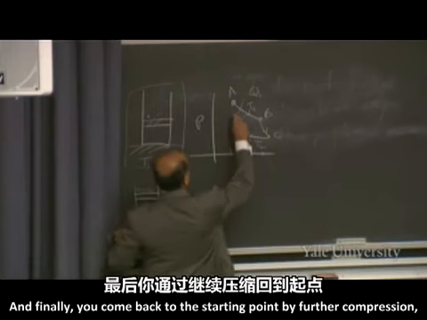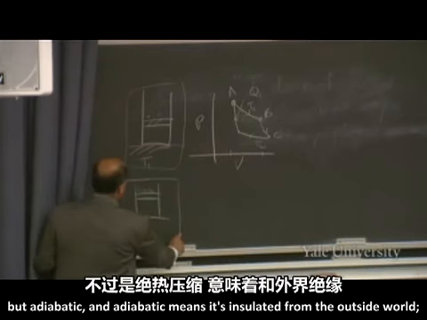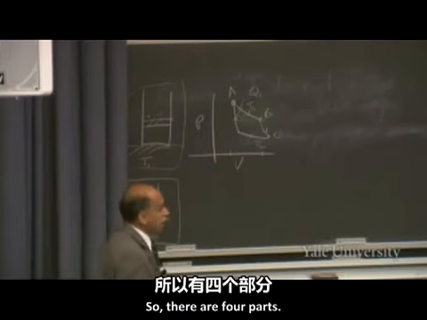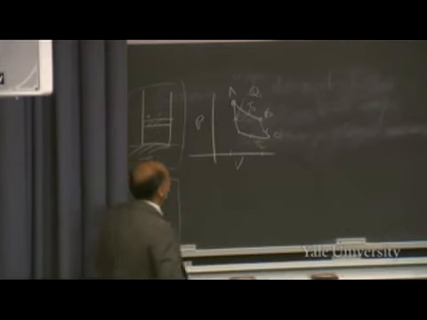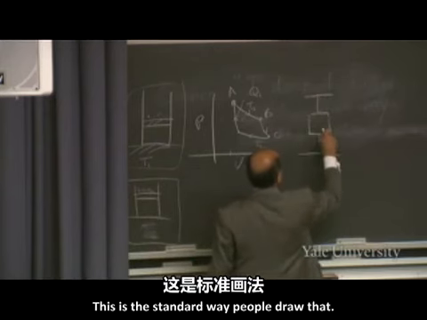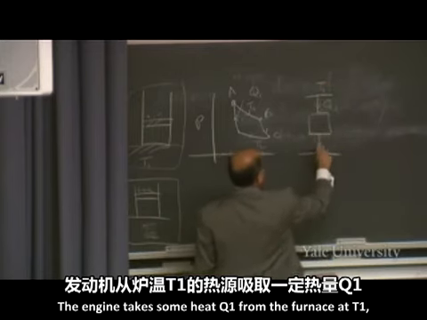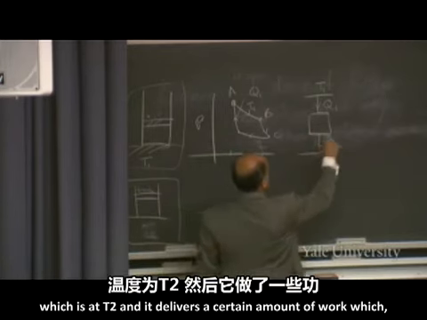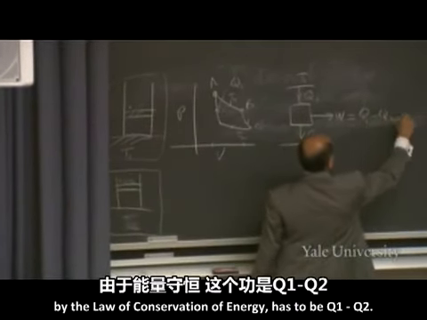And finally, you come back to the starting point by further compression, but adiabatic. And adiabatic means it's insulated from the outside world, no heat flow. So there are 4 parts. There are 2 things you have to notice about the Carnot engine. In fact, let me draw a schematic of the Carnot engine. This is the standard way people draw that. The engine takes some heat Q1 from the furnace at T1. It has some Q2 rejected at the exhaust, which is at T2, and it delivers a certain amount of work, which by the law of conservation of energy had to be Q1 minus Q2.